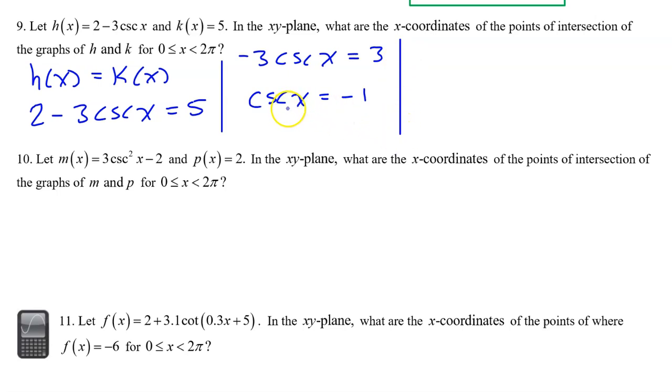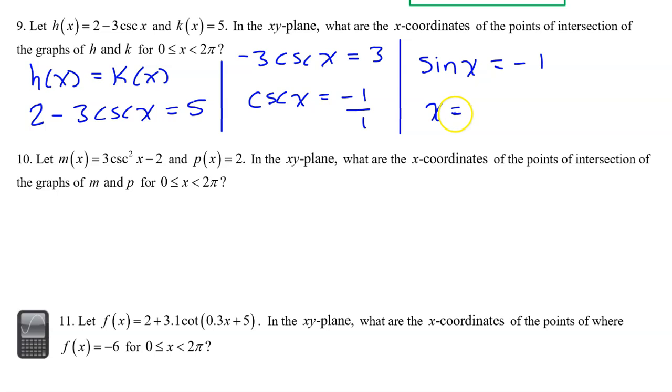Cosecant is the reciprocal of the sine function. So if we take the reciprocal of both sides of this equation, the reciprocal of cosecant x is sine x, and the reciprocal of -1 is still -1. -1 is like -1 over 1. So the reciprocal would be 1 over -1, which is still just -1.